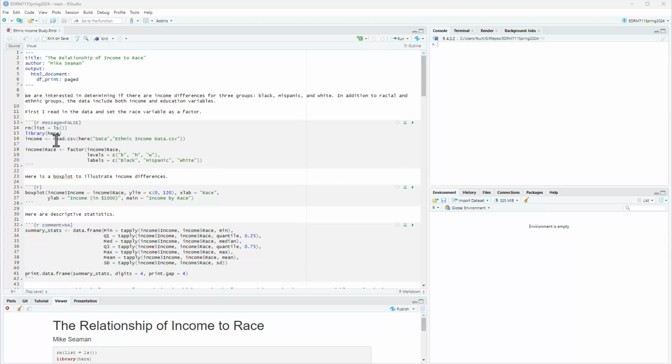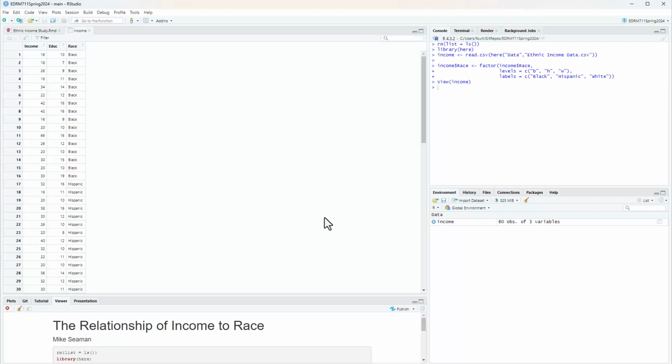The data, when I read them in, actually has B, H, and W for my levels. Those are characters. R would consider them just characters. I need to tell R that these are factors. So even though they're not numbers, in order for everything to behave appropriately in my analysis, I need to convert this into a factor, a categorical variable. And so that's what I'm doing here.